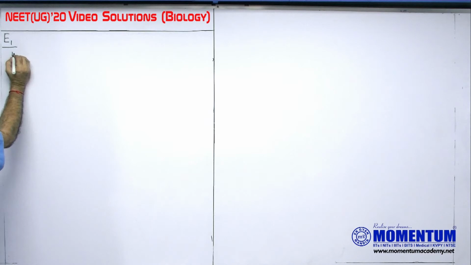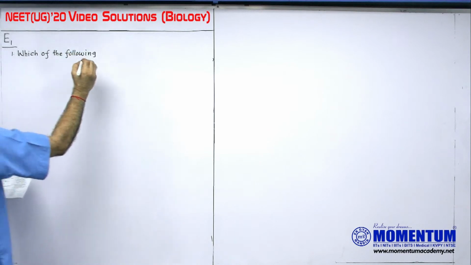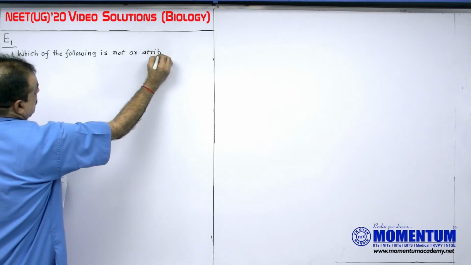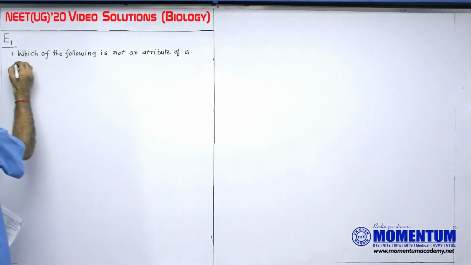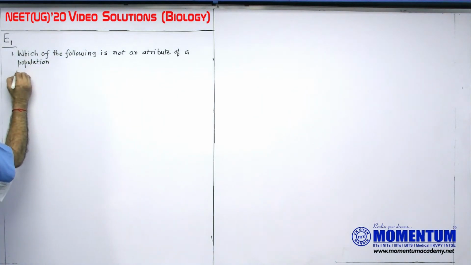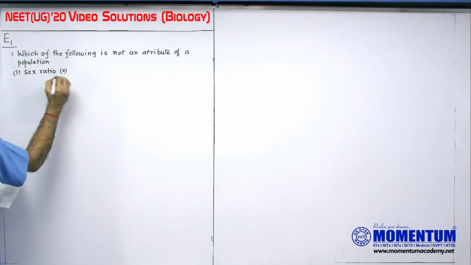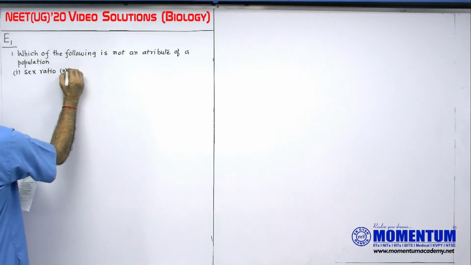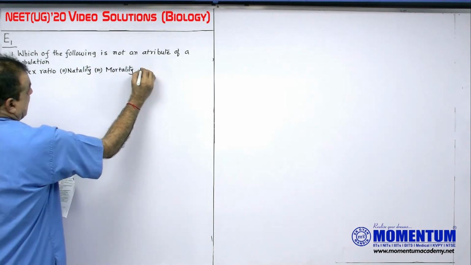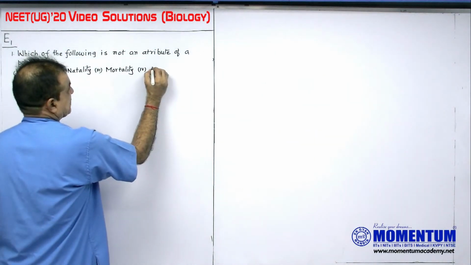Question number 1: which of the following is not an attribute of a population? Four options they have given. First option, sex ratio. Second option, natality. Third option, mortality. And fourth option, species interaction.